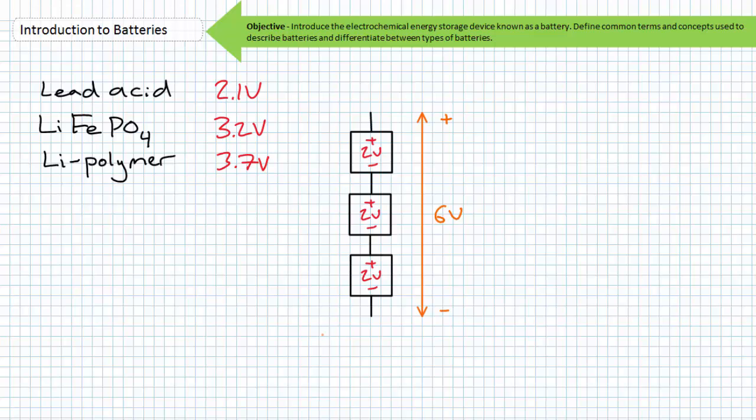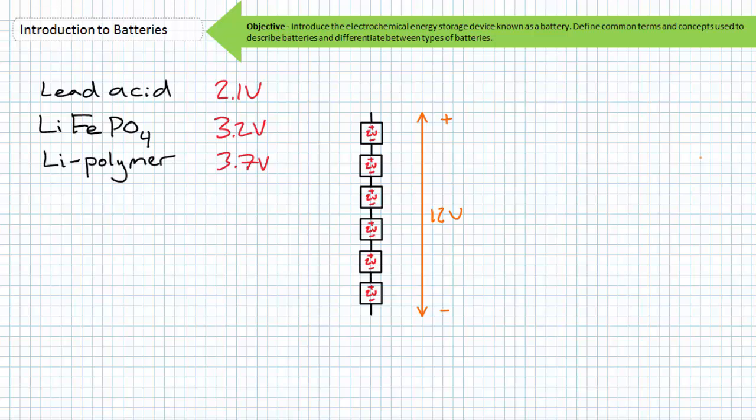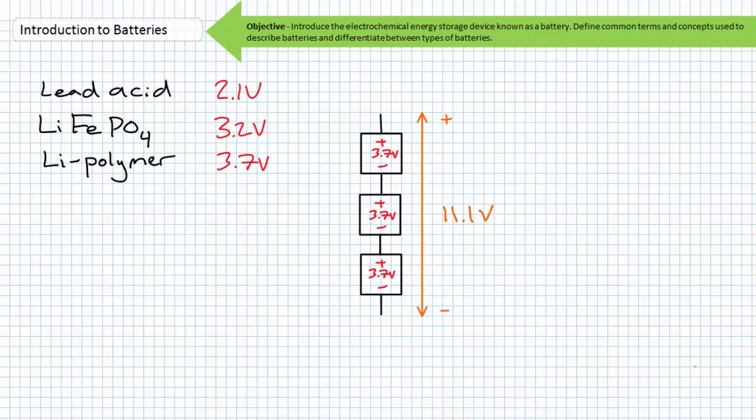One assembles a battery by placing collections of these cells in a series aiding configuration, where the subsequent cell's negative terminal is attached to the previous cell's positive terminal. 3 lead-acid cells in a series aiding configuration make an approximately 6-volt lead-acid battery. 6 lead-acid cells in a series aiding configuration make an approximately 12-volt lead-acid battery. 3 lithium polymer cells in a series aiding configuration would make an 11.1-volt battery.